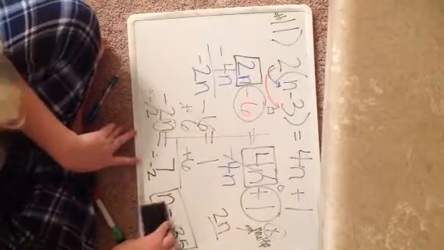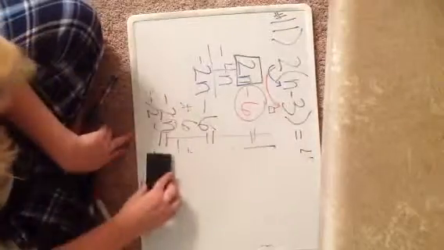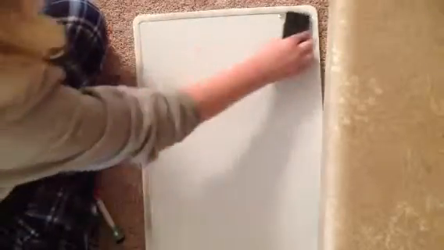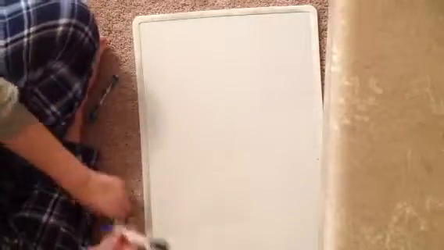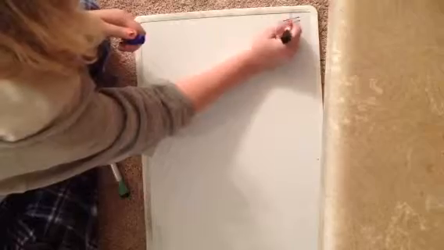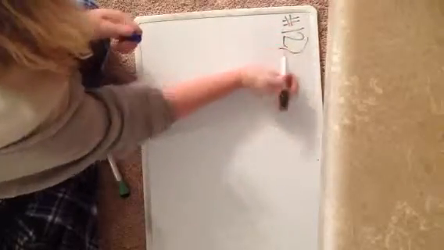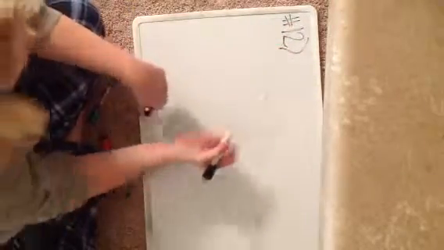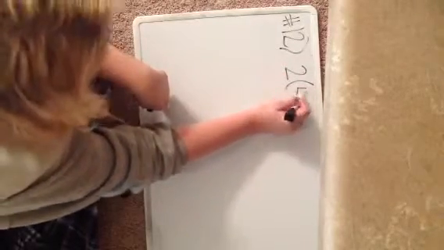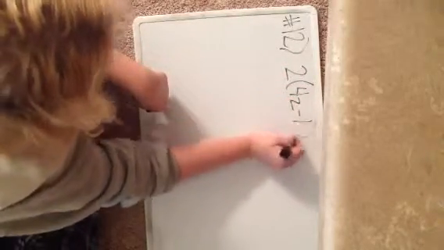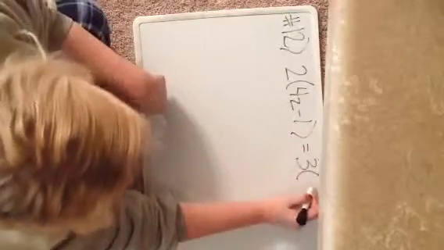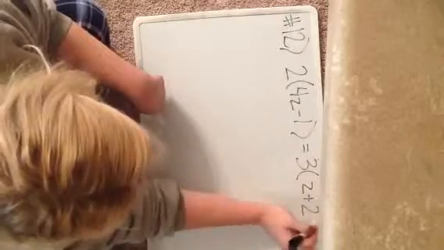And last but not least, we're going to do number 12. Number 12 is going to look a lot like number 11. These just have a couple extra steps, so I wanted to make sure you had a good example to work from. So we're going to have 2 times (4z minus 1) equals 3 times (z plus 2).